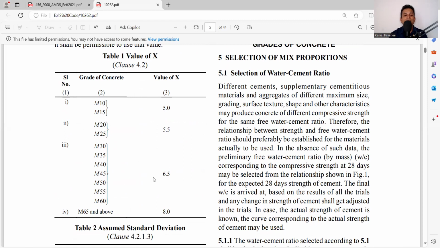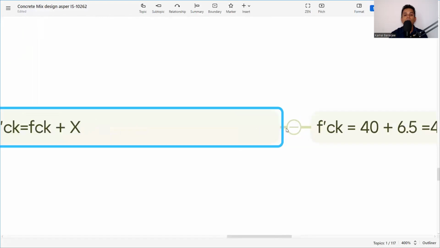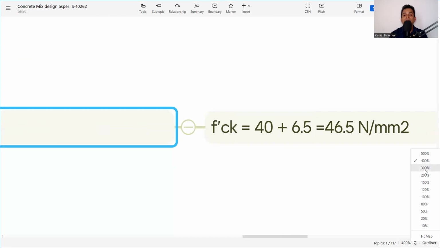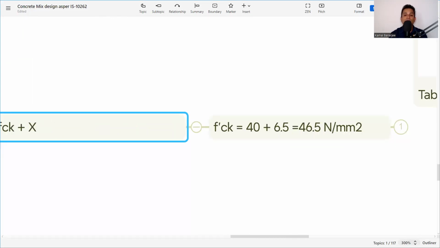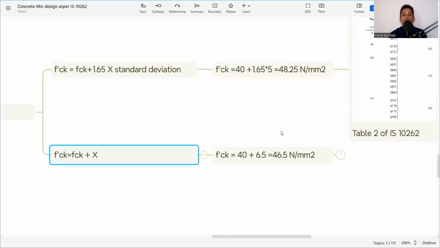That will be 6.5. So here 40 plus 6.5, that is 46.5. And the other area we are getting 48.25. Now, what is the code saying? The code is saying whichever is higher, that we want to accept as the target mean strength. So 48.25, 46.5. Now 48.25 is the higher. So what will be our target mean strength? The target mean strength will be 48.25.